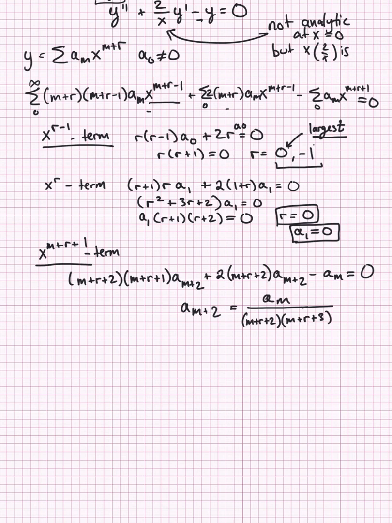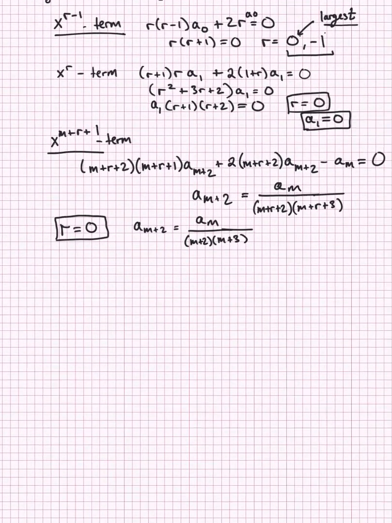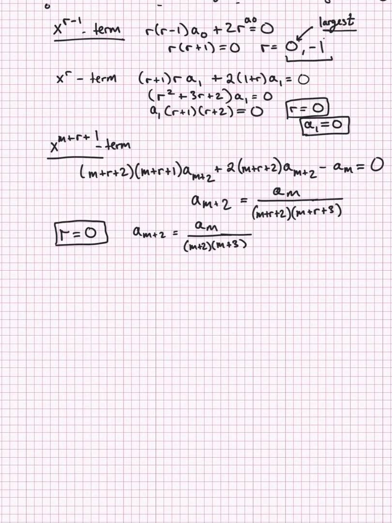Okay, so now I feel comfortable setting r equal to 0 to get one solution. Notice that a1 has to be equal to 0, and therefore by this recurrence relation, a3, a5, and so on are all equal to 0. So I get a_{m+2} is equal to a_m over (m+2)(m+3).